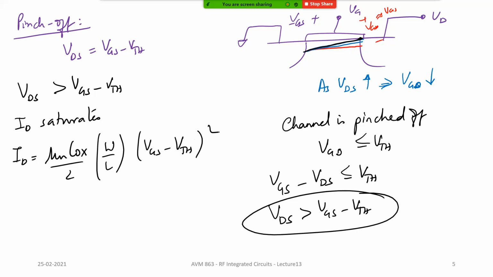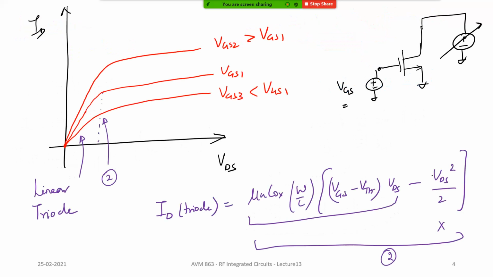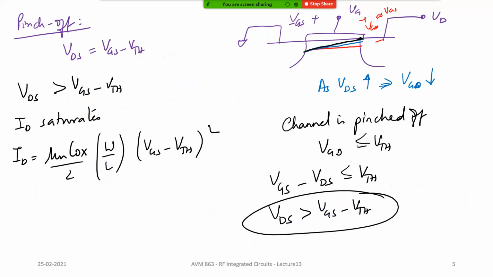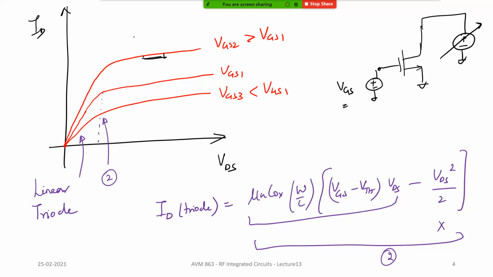whole square. Now ideally you don't have any dependence on VDS beyond it, but as nothing is perfect in the world, this has a certain slope. And this slope is what is called the output impedance, right? That is, 1 over that slope. So this slope is what? Dou ID by dou VDS.